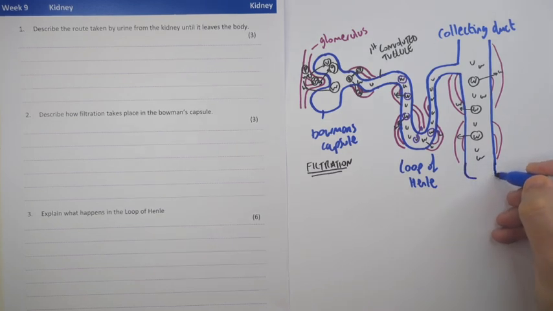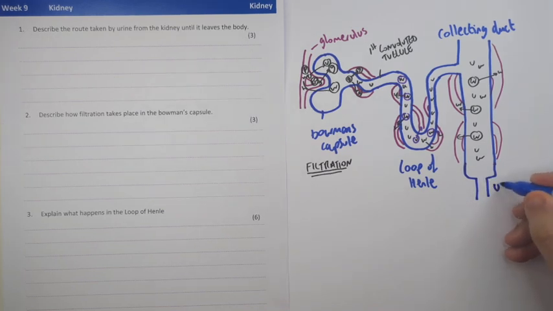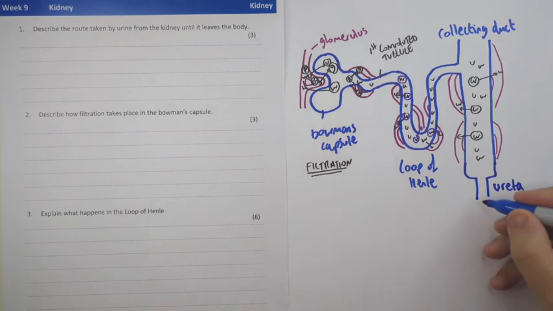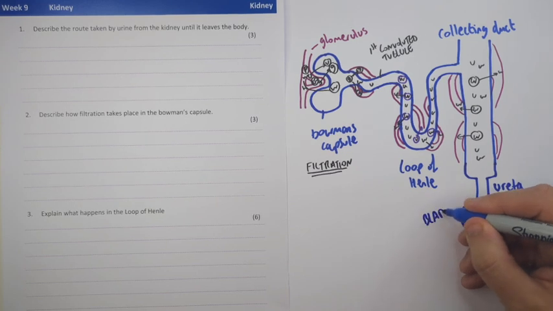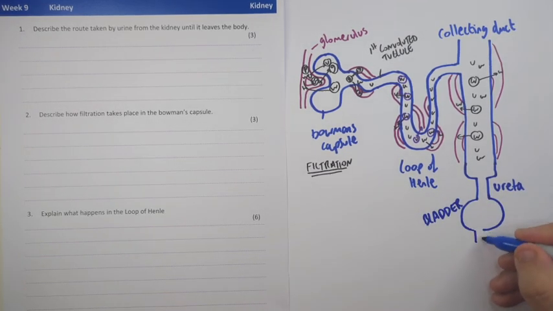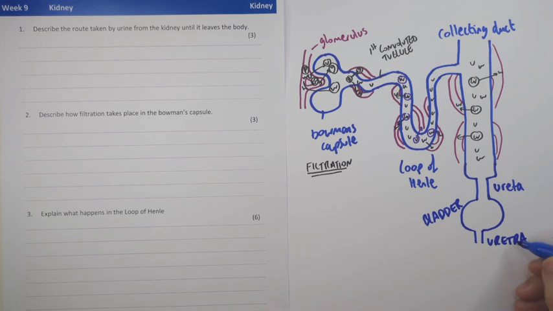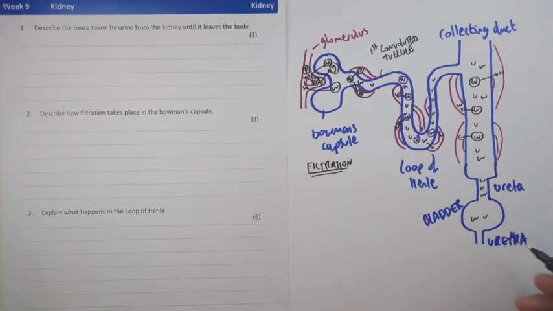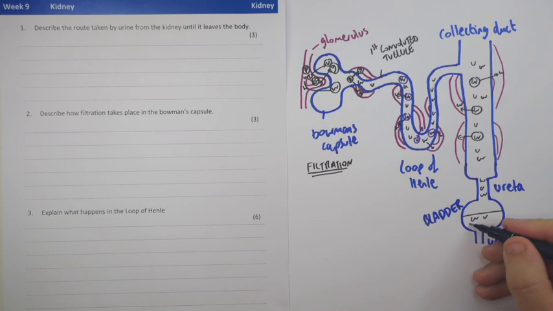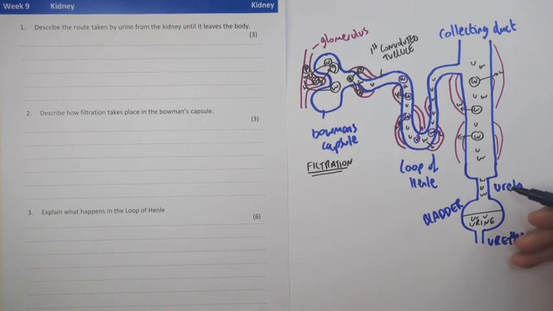So now what we've got here is the ureter, which transports urine to the bladder, and then this is the urethra, which I've spelt wrong, put an H in there, urethra, do apologise. So water and urea then pass into the bladder where urine is stored. This is urine.